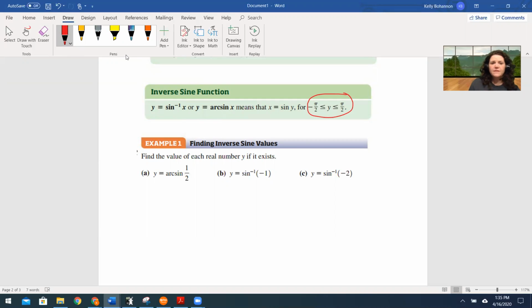Okay, so in example 1, we're looking for y equals arc sine of a half. Now, there are two ways that you can do this. Obviously you can do it with your calculator, but if you had the graph, you could look at the graph of arc sine and say where x is a half, what is y. But the other thing that you can always do is ask yourself, where is sine a half? So I can think of the places where sine is a half.